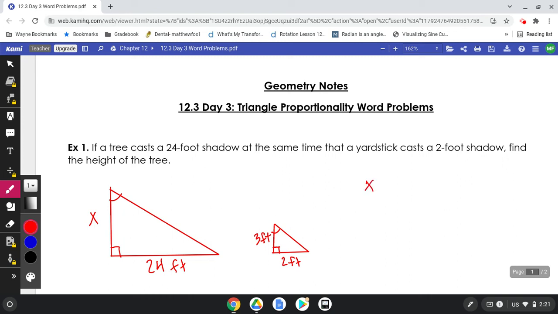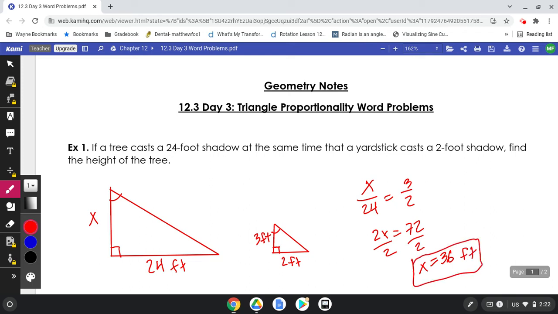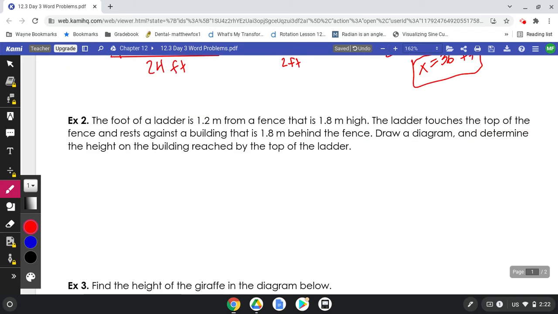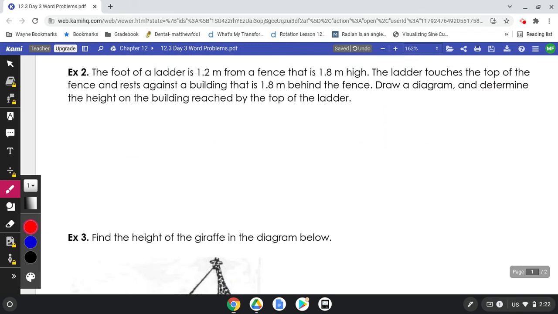I can set it up. x over 24 equals 3 over 2. Cross multiply: 2x equals 72. We divide by 2, and we'll get x equals 36 feet. If you wanted to know how many yards that is, just divide by 3, 12 yards. So there's our answer. Now this next one, a little bit more complicated.